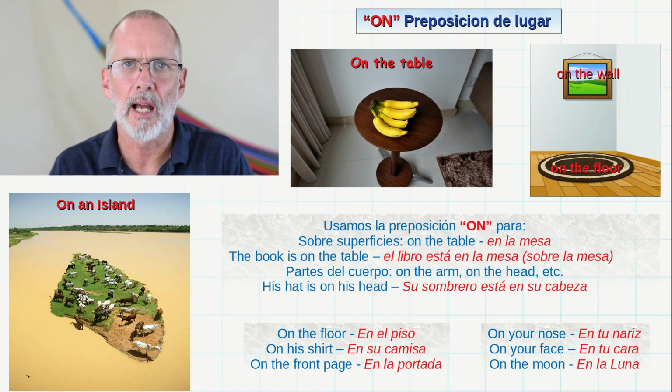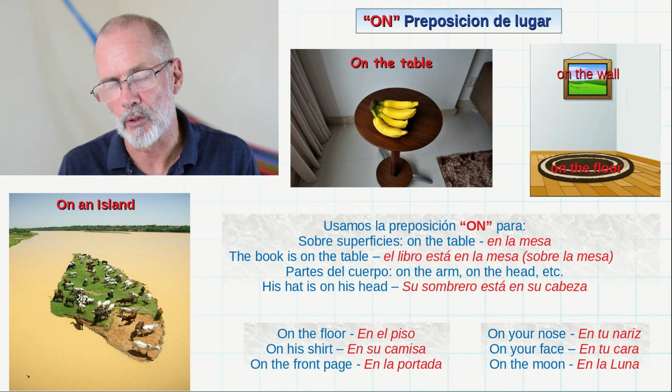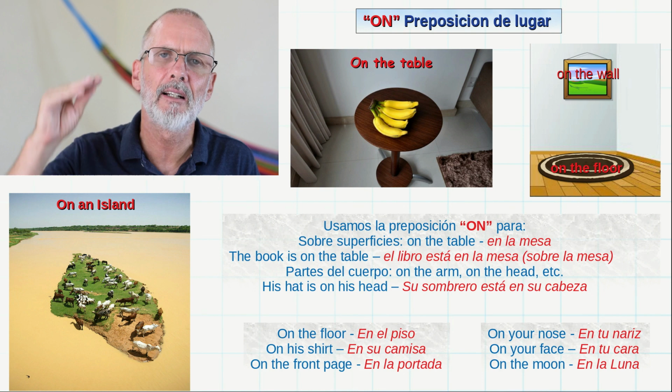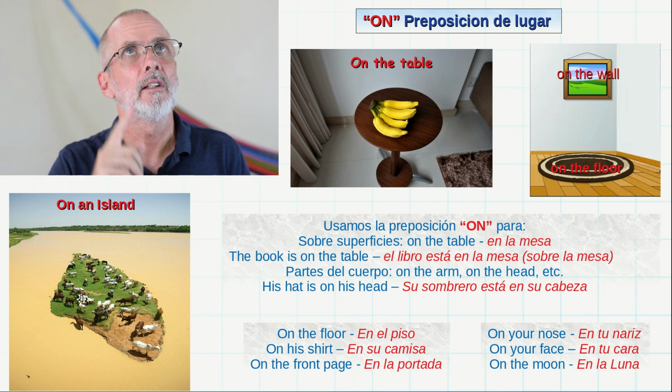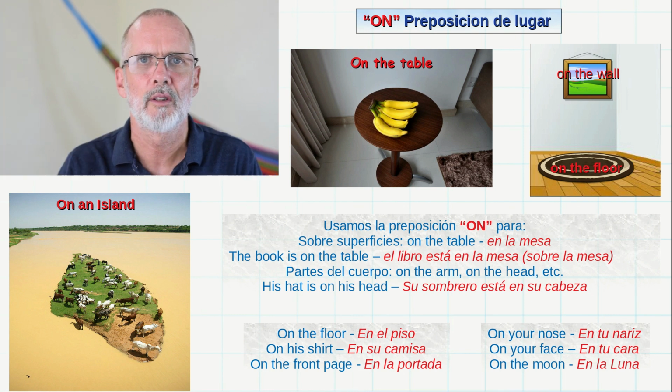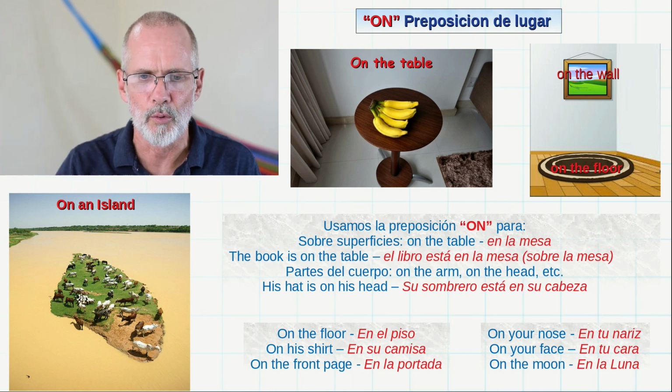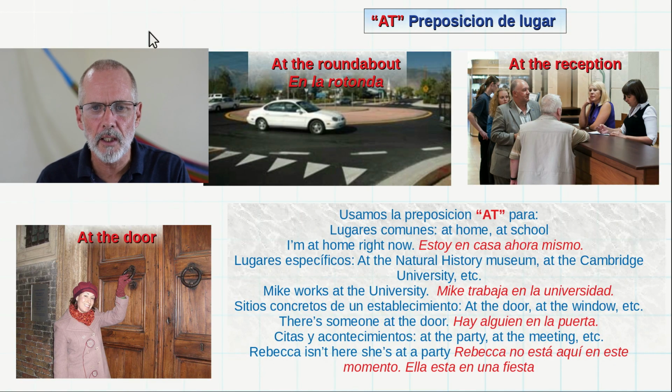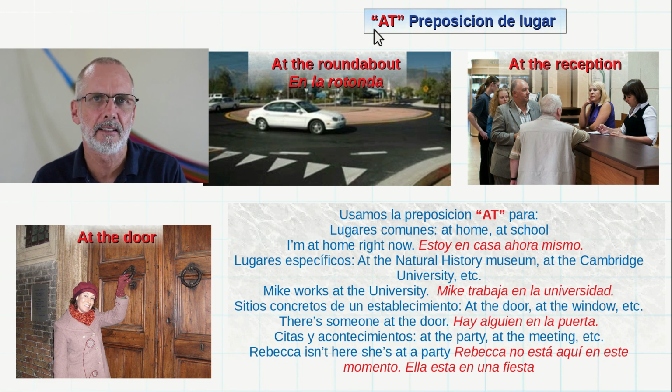Afuera el techo se llama the roof, pero también decimos on the ceiling si la cosa es adentro. The light is on the ceiling, y on the roof, the cat is on the roof. Ok, very good. Vamos a seguir con la preposición at y tengo más ejemplos.